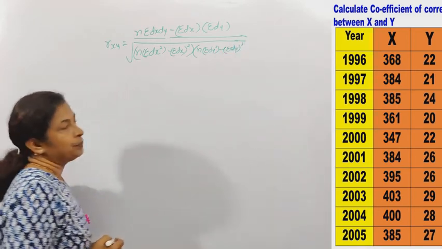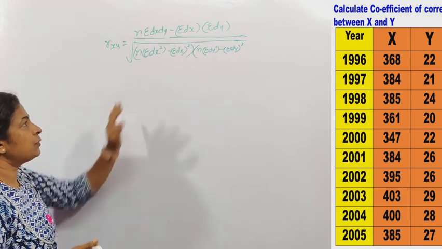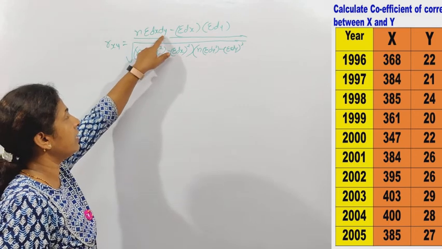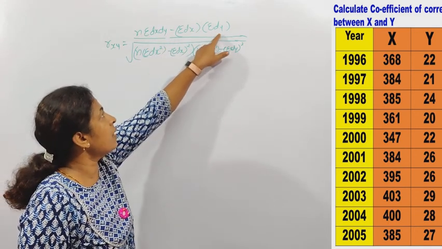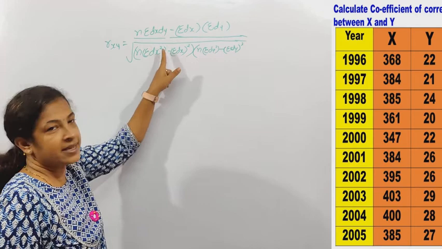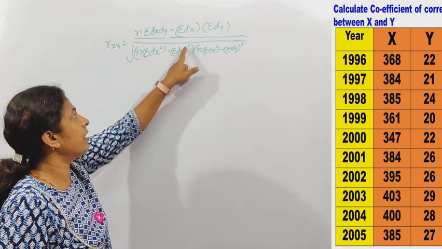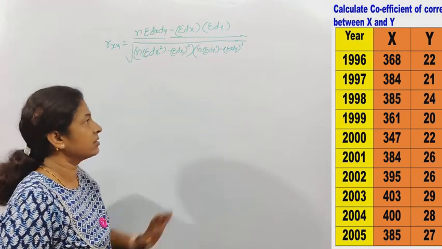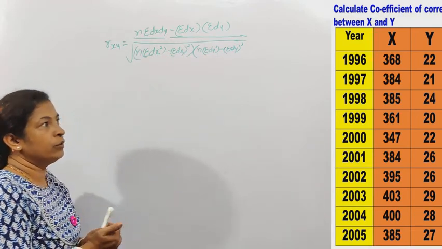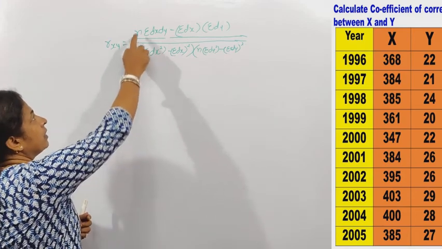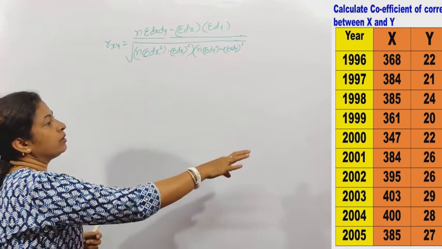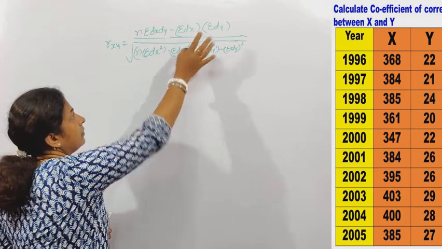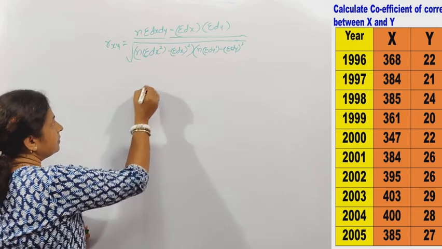This is the formula. Here, in this formula, you need data about sum of dx dy, sum of dx, sum of dy, sum of dx square, sum of dy square. Here n means number of observations. You need not do any extra calculation to get the n value. You can simply count the number of observations to get n. But dx, dy, how can you calculate them?